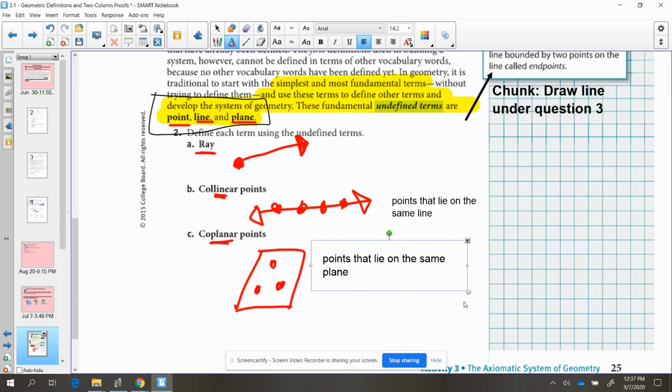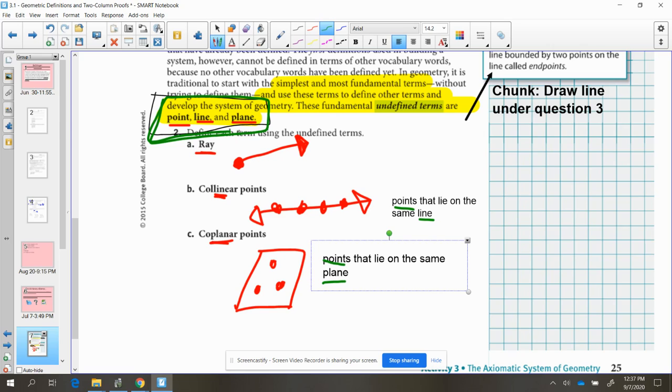And again, these definitions are using those undefined terms like points, plane, line. Those are all undefined terms. And now that they're defined, we can use them going forward. Okay.